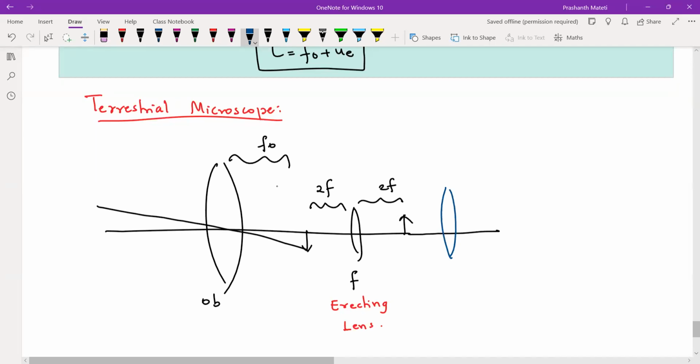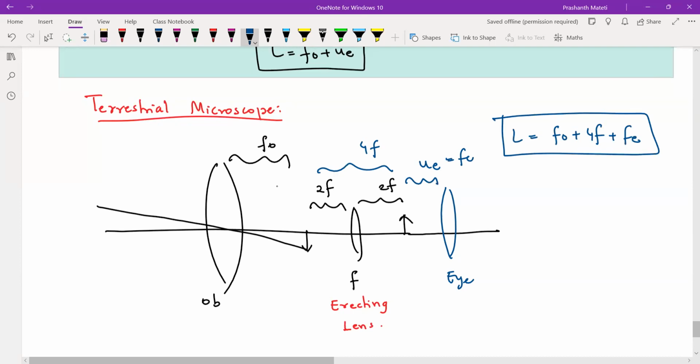And now you put the eyepiece. Then again it is going to form a virtual image with magnification. So this will be again UE only. Here for normal adjustment, UE is equal to FE. Then the length is equal to what? FO plus 2F, that is 4F, plus FE. Here the F is the focal length of the erecting lens. The magnification formula is the same as the astronomical telescope only.